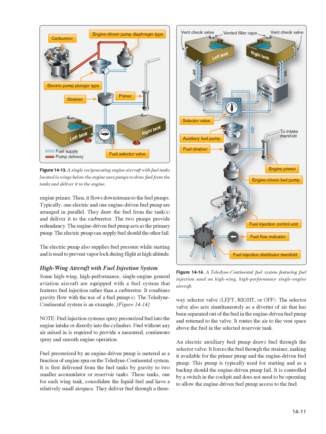It is first delivered from the fuel tanks by gravity to two smaller accumulator or reservoir tanks. These tanks, one for each wing tank, consolidate the liquid fuel and have a relatively small airspace. They deliver fuel through a 3-way selector valve: left, right, or off.